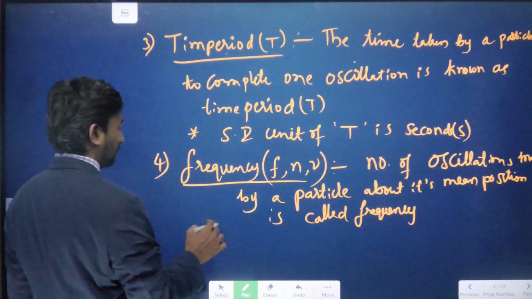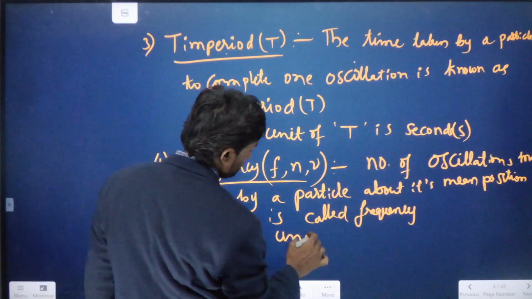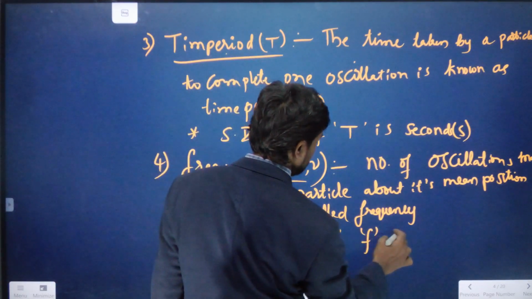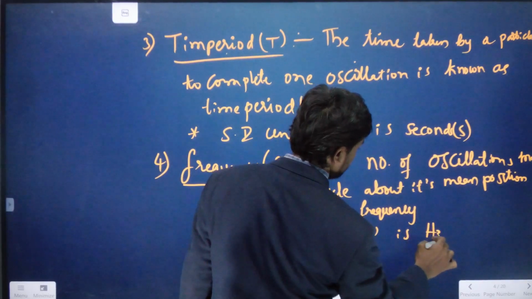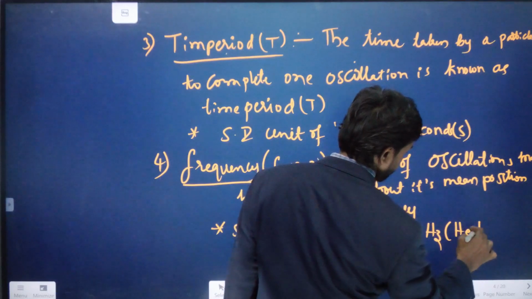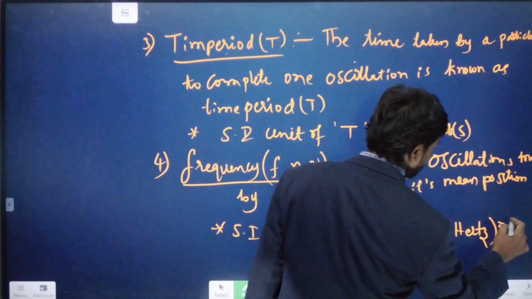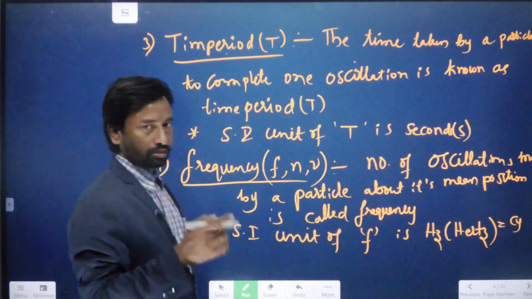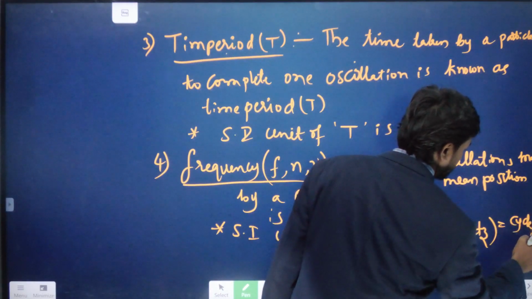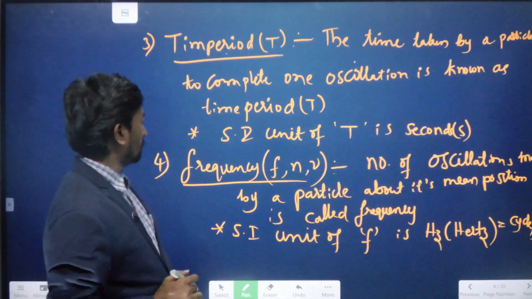Now the SI unit of frequency is hertz. This hertz is nothing but cycles per second. We can say oscillations per second, or cycles per second, is nothing but hertz. Okay, so this is frequency.